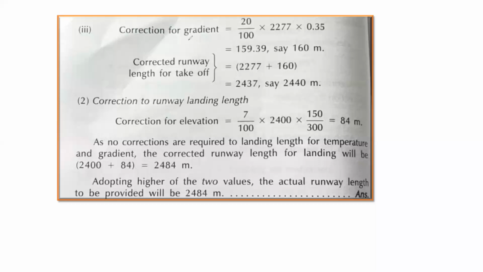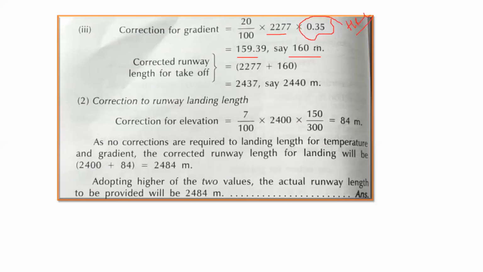So for the correction of gradient, directly you have to put in the formula now, because the effective gradient is directly given by them. Again, you don't have to do that highest RL minus lowest RL divided by that. Basic is not to be done. Directly 0.35 is given. Therefore, correction for gradient will be 20 divided by 100 into the corrected runway length, which is 2277 into 0.35. You do this, you're going to get 159.39, let us say 160 meter.